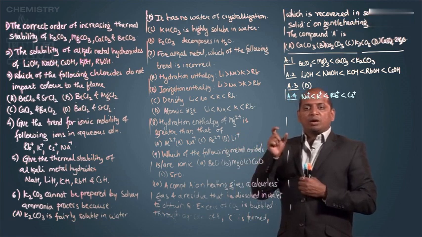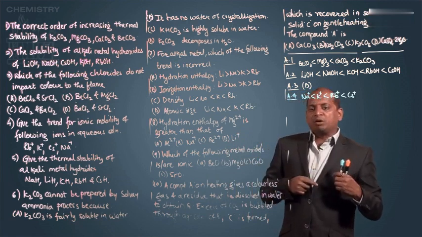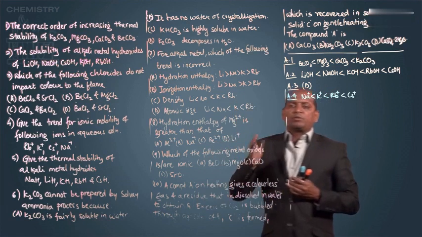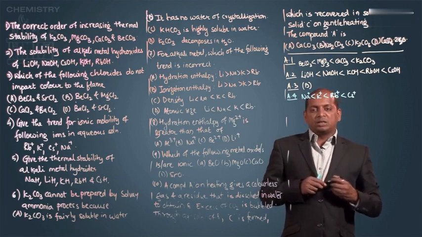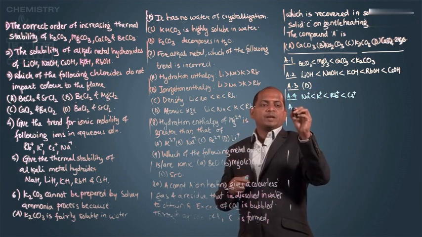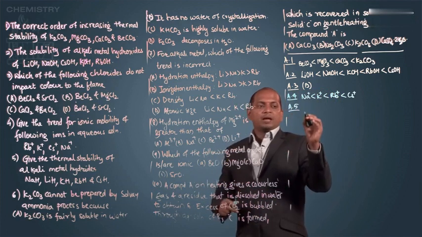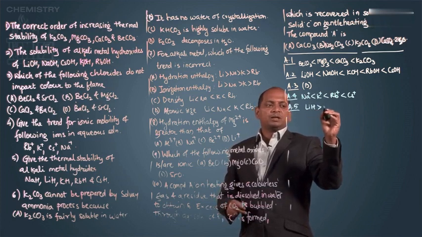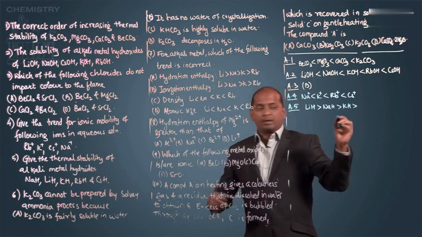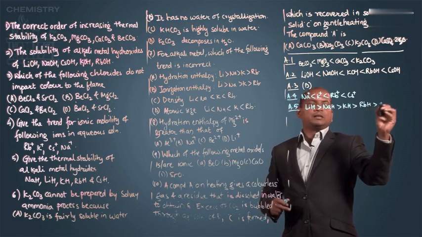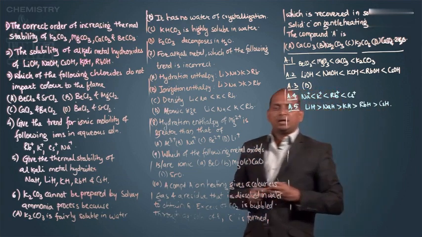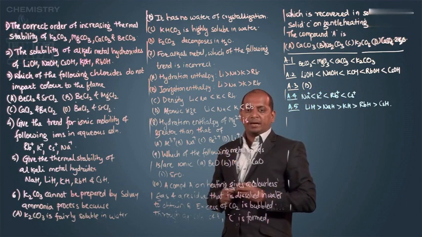So the LiH bond is a strong bond while the CsH bond is a weak bond. Obviously, the thermal stability therefore goes on decreasing as we move down the group. Therefore, the correct order of thermal stability here is LiH is the most stable, then NaH, then KH, then we have RbH and cesium hydride. So bond length is greater in case of cesium hydride.